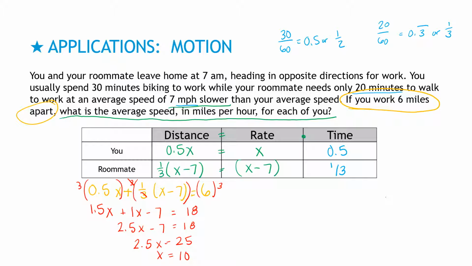Now on this one, my final answer is not 10 because it says what is the average speed for each of us. So I've just determined my average speed of 10. My roommate's average speed is x minus 7, which is 10 minus 7, which is 3. Again, make sure you show this step. So what is my final answer? I would write a sentence that says, my average speed is 10 miles per hour and my roommate's average speed is 3 miles per hour.